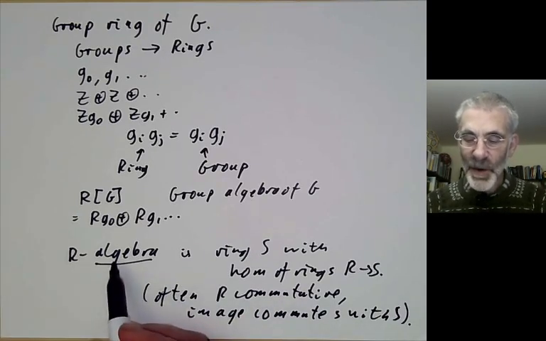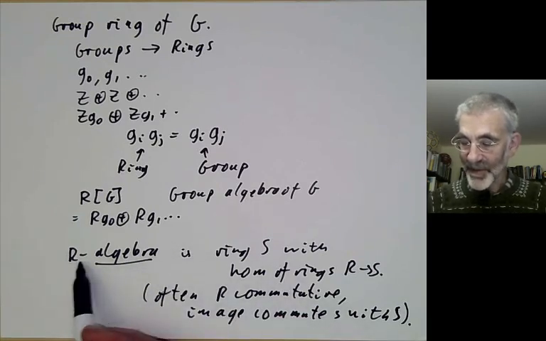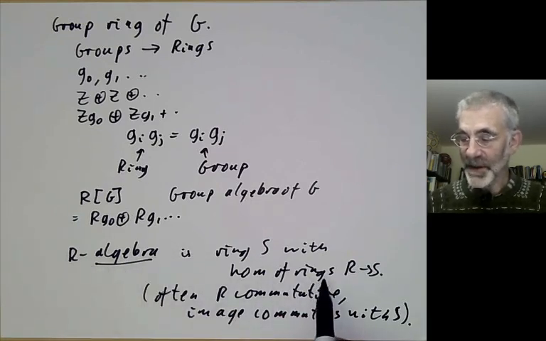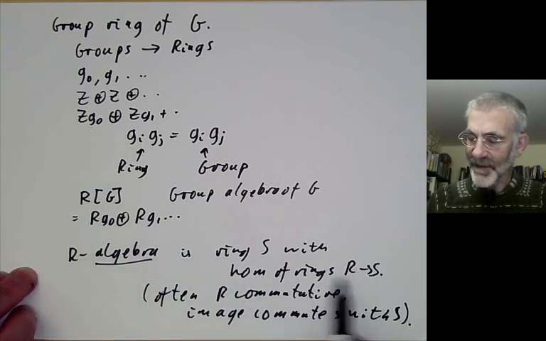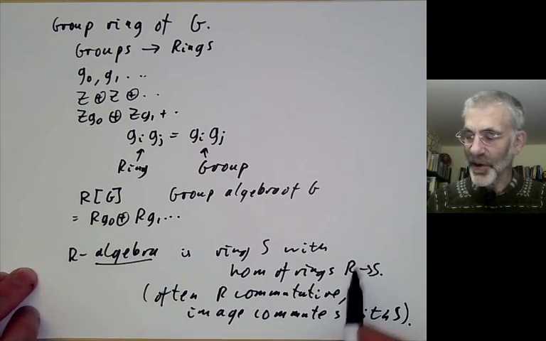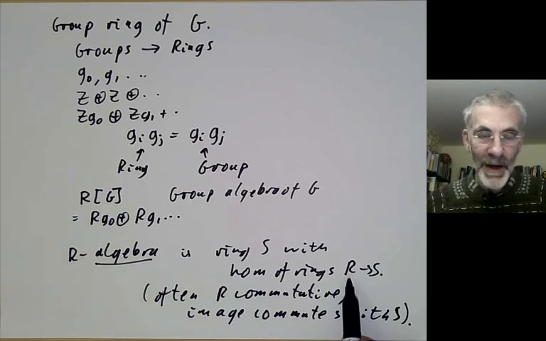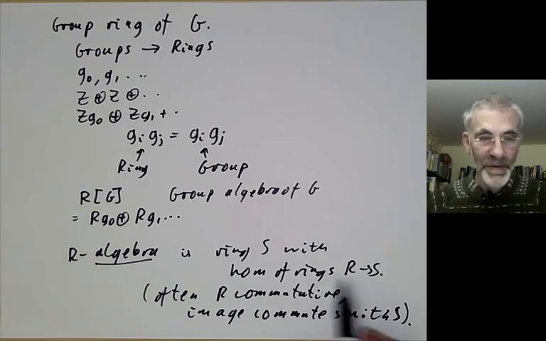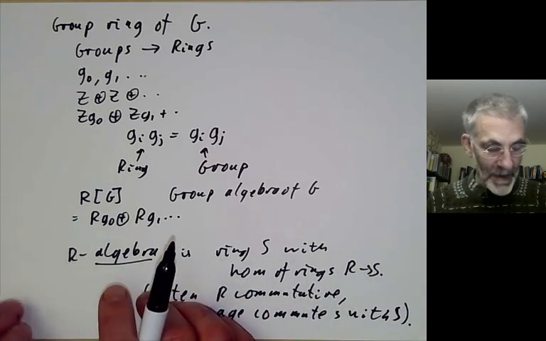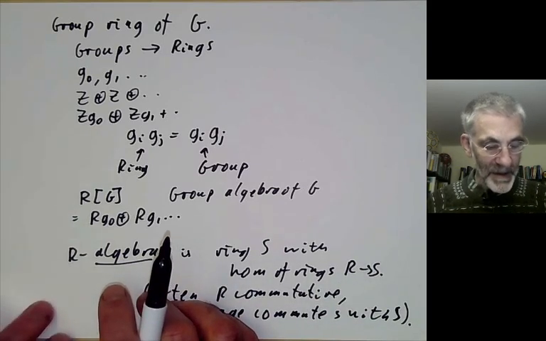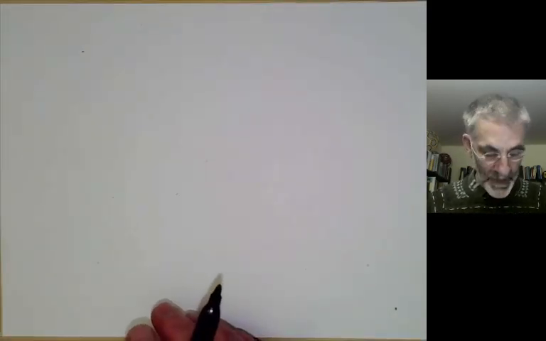So for example, any ring is just a Z algebra because there's an obvious homomorphism of rings from Z to the ring. And it turns out to be useful to have this sort of relative construction where instead of working over the integers, you work over some sort of base ring R. For example, R might be a field, and in field theory it's useful to work over a base field rather than just look at a field by itself. So let's see an example of this.